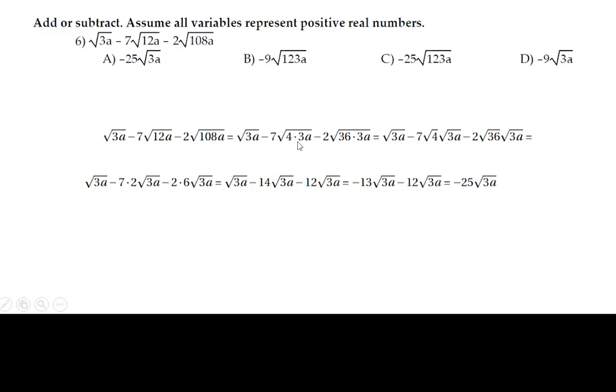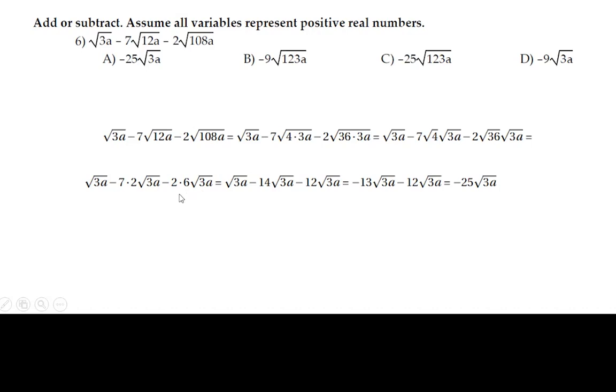So we want to rewrite any of the radicals we can in simplified form. 12a can be written as 4 times 3a. 108a can be written as 36 times 3a. Those are perfect squares times 3a. Split up the radicals: radical 3a minus 7 times radical 4 times radical 3a minus 2 times radical 36 times radical 3a. We can take the square roots of 4 and 36. That's 2 and 6.